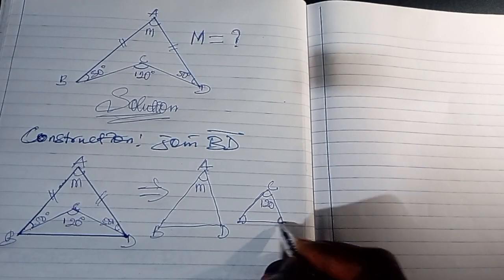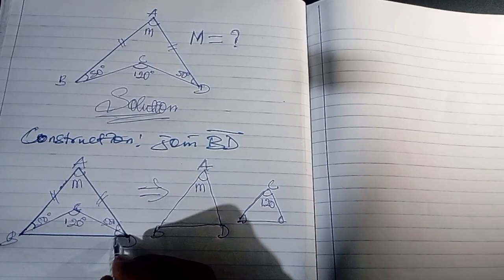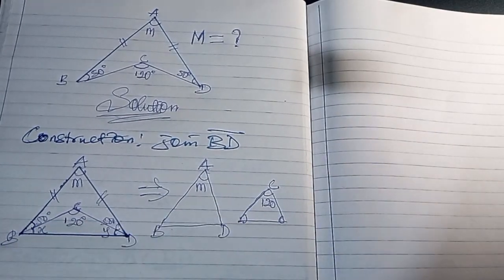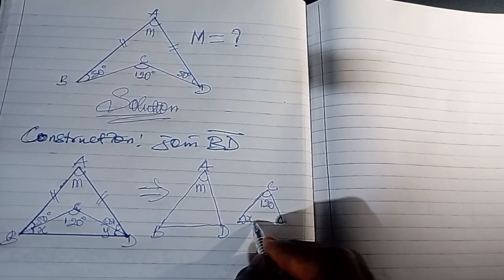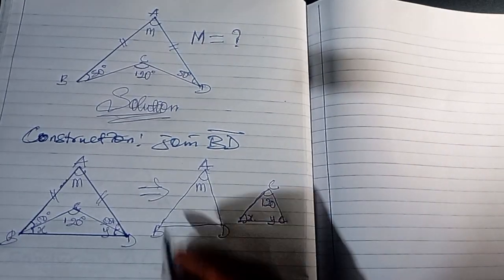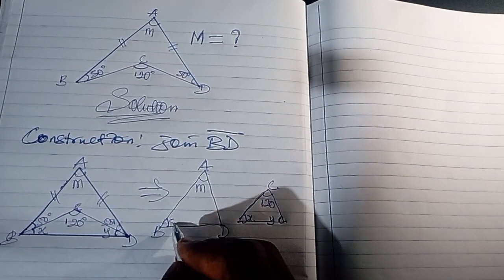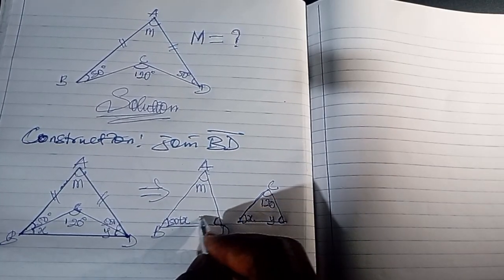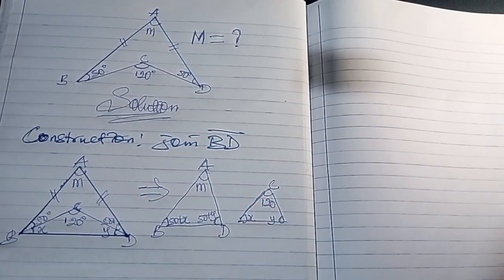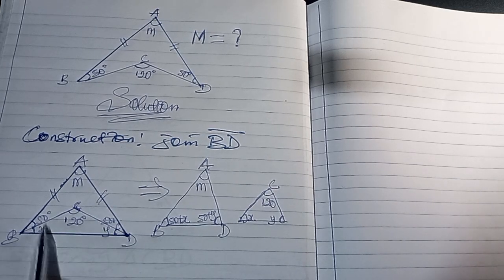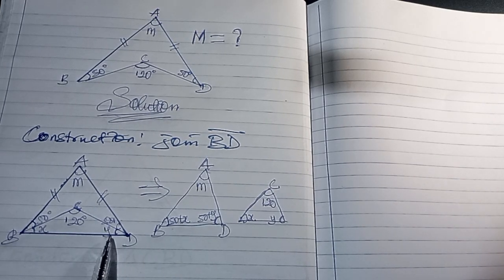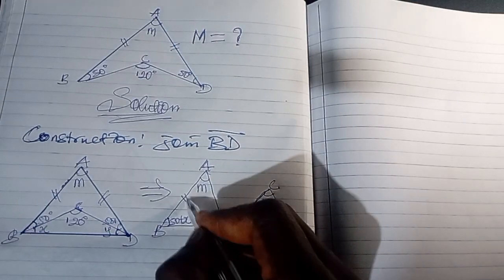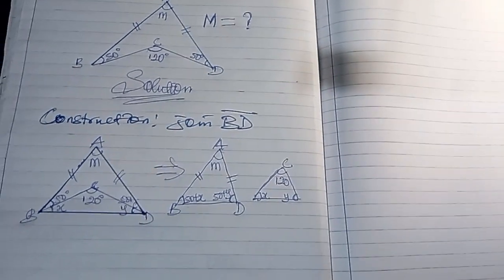So let's call this angle here and this angle here X and Y. Okay, so over here we have X and here Y. Then here now will be 50 plus X, and then here will be 50 plus Y. I hope you have observed what is happening. 50 plus X, 50 plus Y, 50, then X and Y. Okay, good.